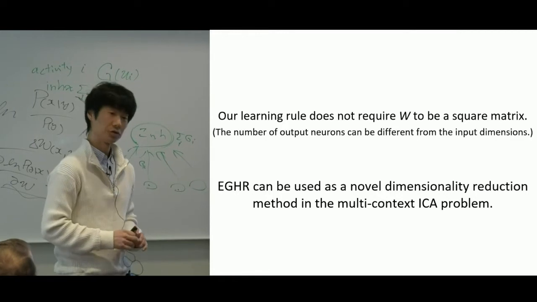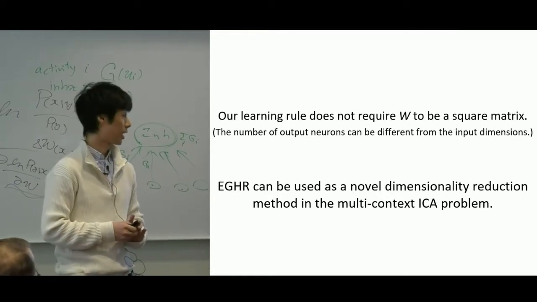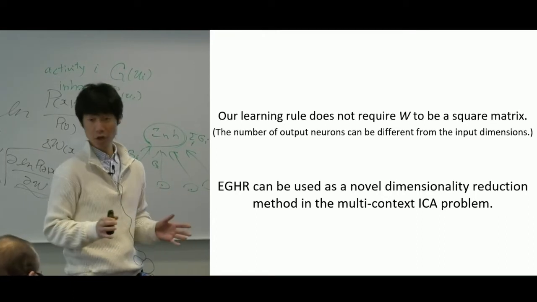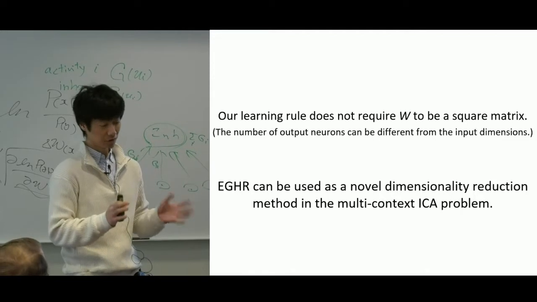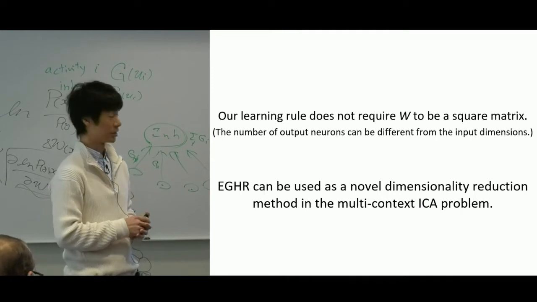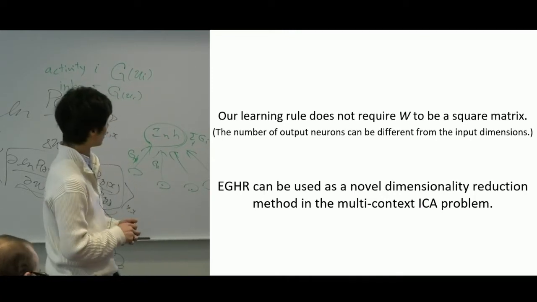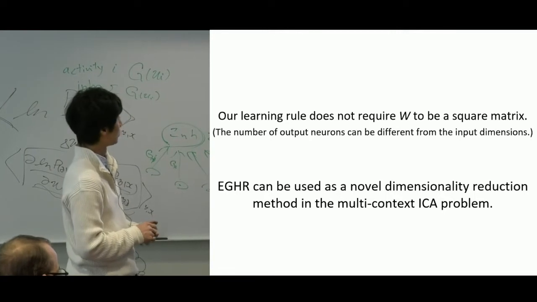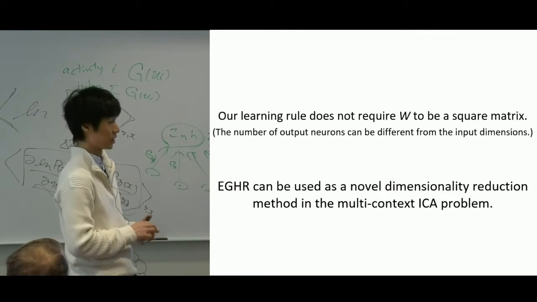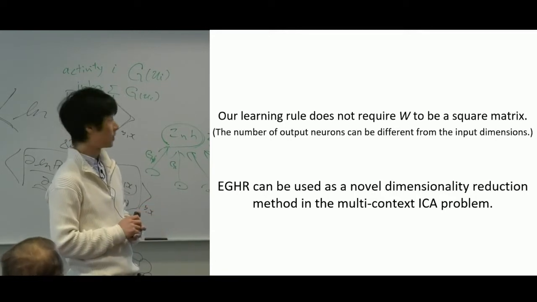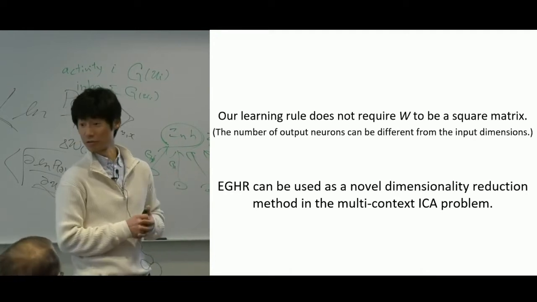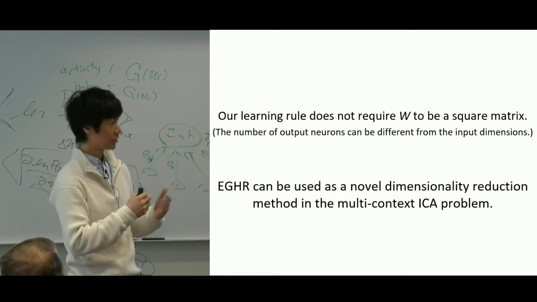I first introduced Bell-Sejnowski's learning rule, and that learning rule basically computes the inverse of the weight matrix. For that to be possible, the number of inputs must be equal to the number of outputs, because it needs to be a square matrix. So in many learning rules, it is assumed that the number of outputs must be equal to the inputs. But our learning rule doesn't have a constraint like this. So you can have fewer output neurons than input neurons in our case, and that is an important feature.